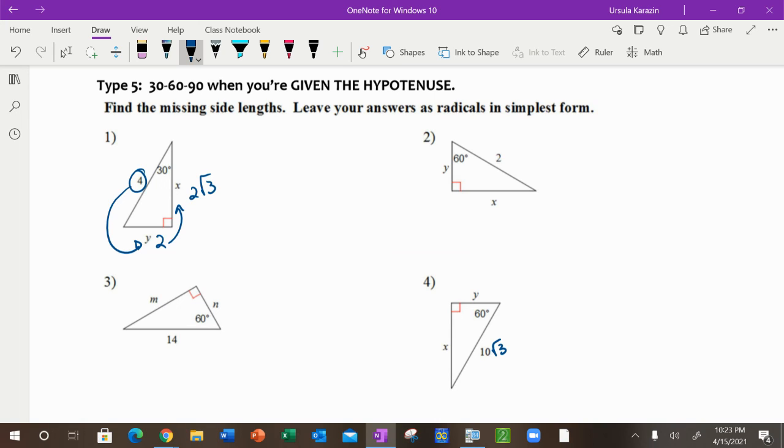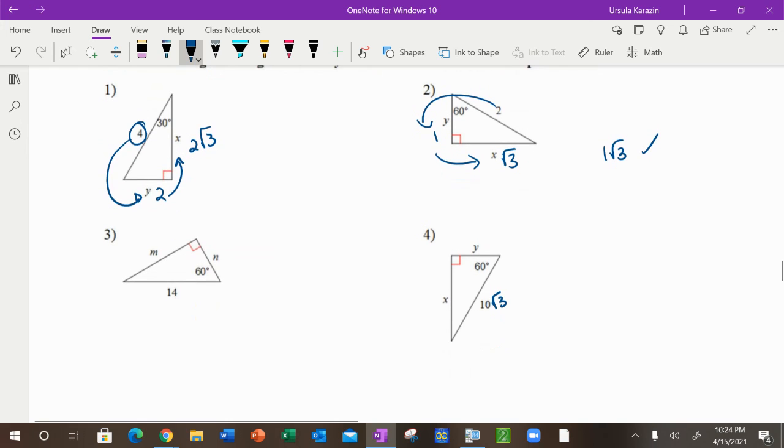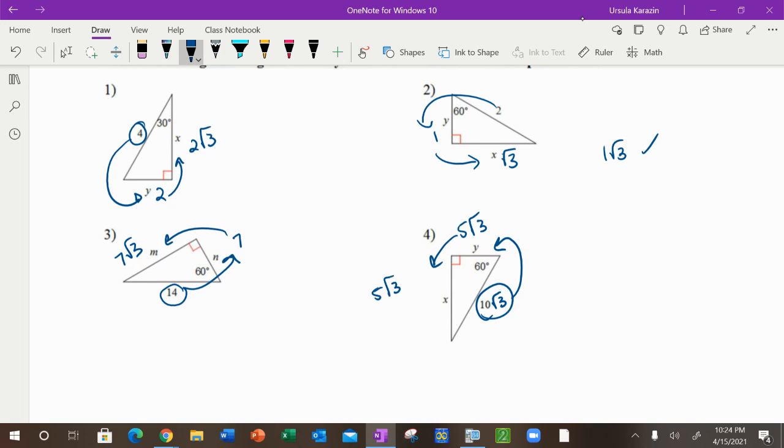Okay, so hopefully you paused it and did those. If not, just watch me. I'm going to go to the short leg first, that's 1. Then the longer leg, so that's 1 square root of 3. You don't have to write the 1, guys, but if you do, it's okay. Number 3, you're going to go this way first, so that's 7, and then this way 7 square root of 3. And number 4, hopefully you heard what I said to change that to 10 square root of 3, so that when we divide this by 2, you see that it's 5 square root of 3. And then when you multiply that by the square root of 3, you recognize that it's 5 times square root of 9, which is 5 times 3, which is 15.